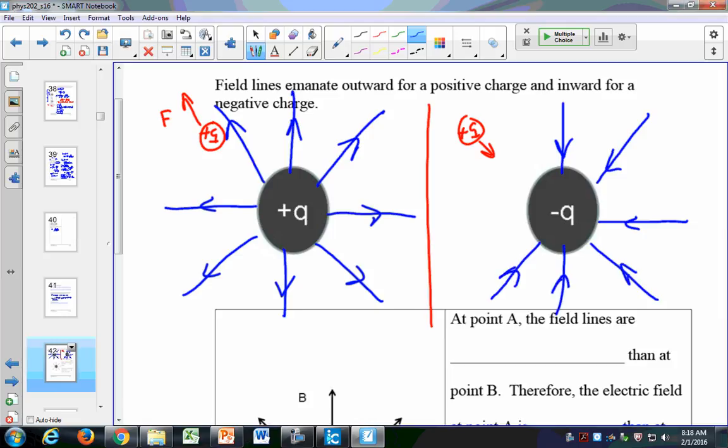will always go inward for a negative charge. So if I have an isolated charge that's just sitting out in space, this is what the electric field will look like. Remember, the electric field is just a way of mapping out what the force looks like. So it's really describing the physical quantity of the force. It's not something new, it's just something that we use to describe the force.